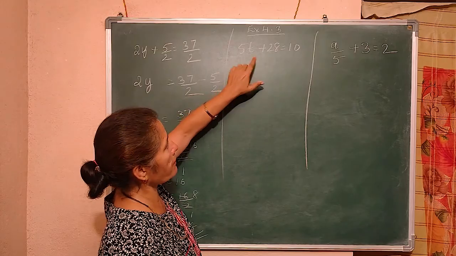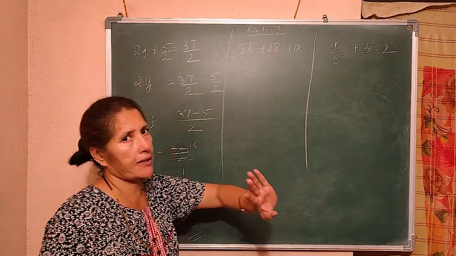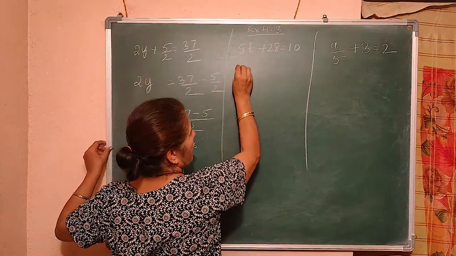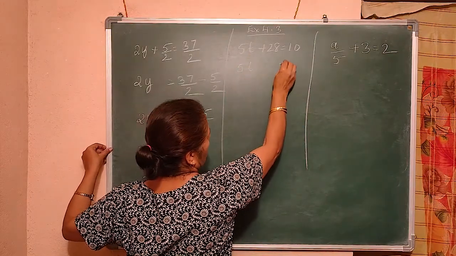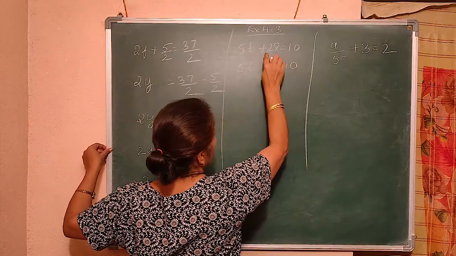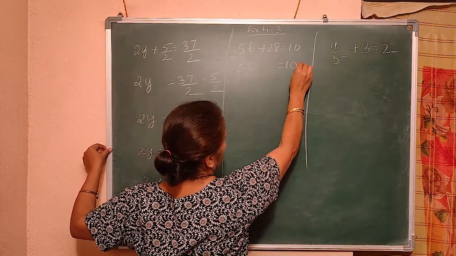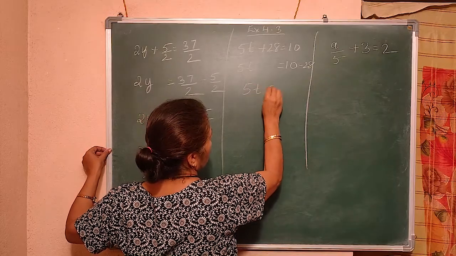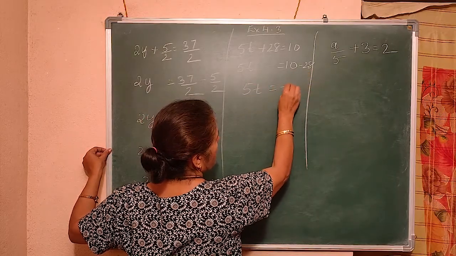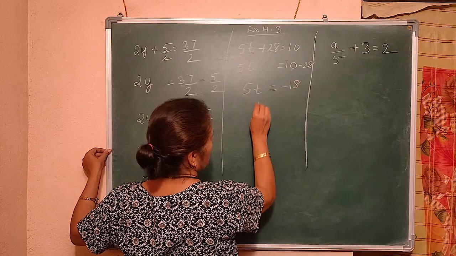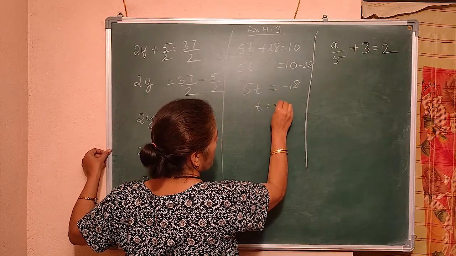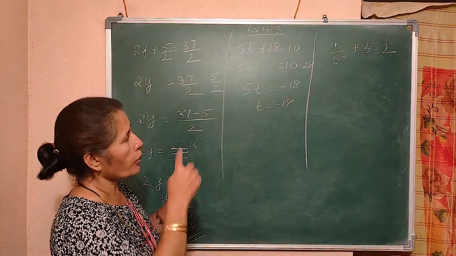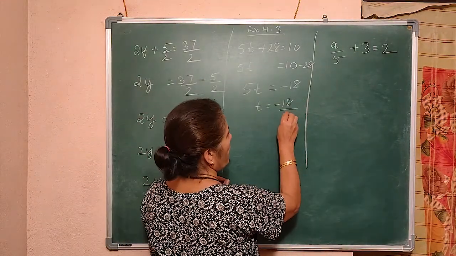See, 5t plus 28 is equal to 10. So what is the next step? You only tell me. Only t is here, 5t is equal to 10. It is plus 28, take that side, minus 28. So 5t is equal to 10 minus 28 is minus 18. So t is equal to minus 18 by 5. 5t means 5 into t. So go that side, divided by 5.